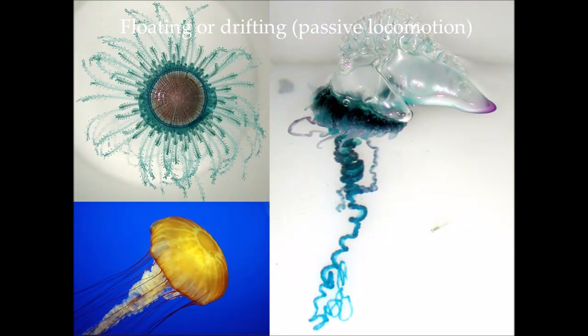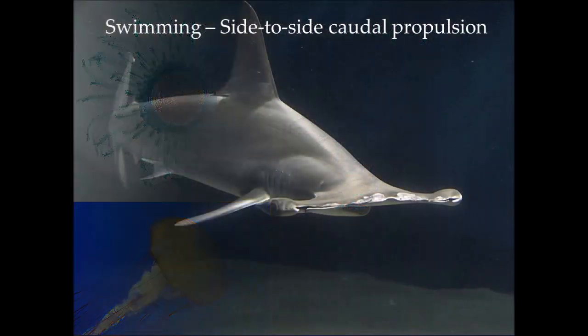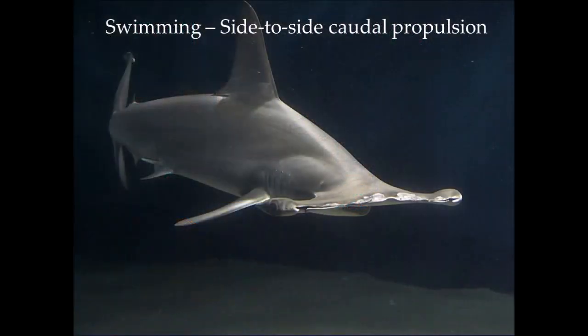Floating or drifting, this is a form of passive locomotion, typical of the Portuguese man of war, which is a hydroid, Porpita and Velella, Glaucus atlantica, and certain jellyfish. Swimming, from side to side caudal propulsion, is typical of all fish, including all the sharks.